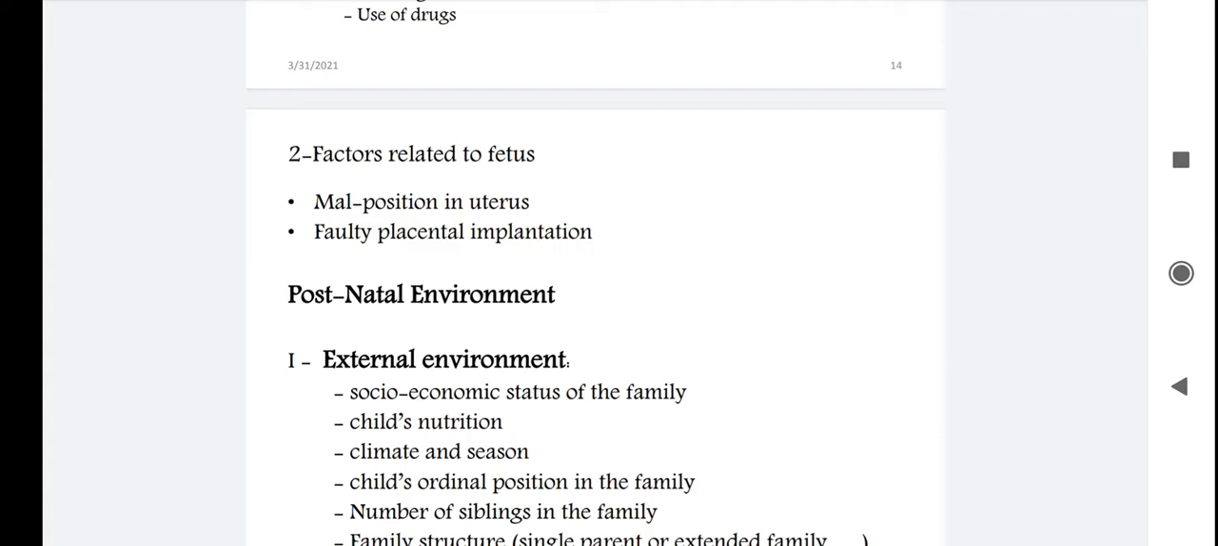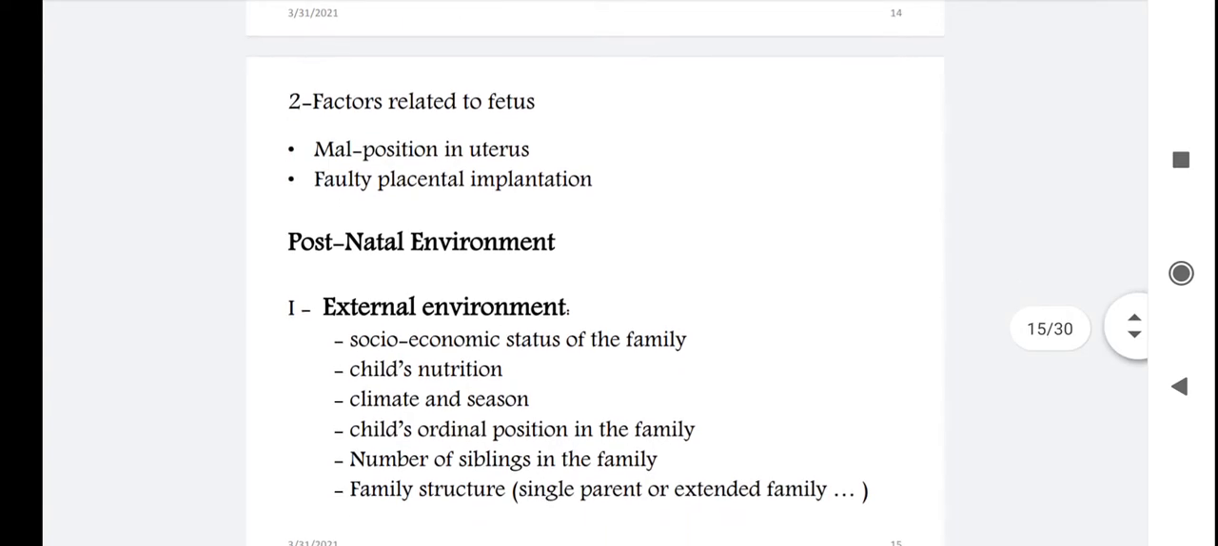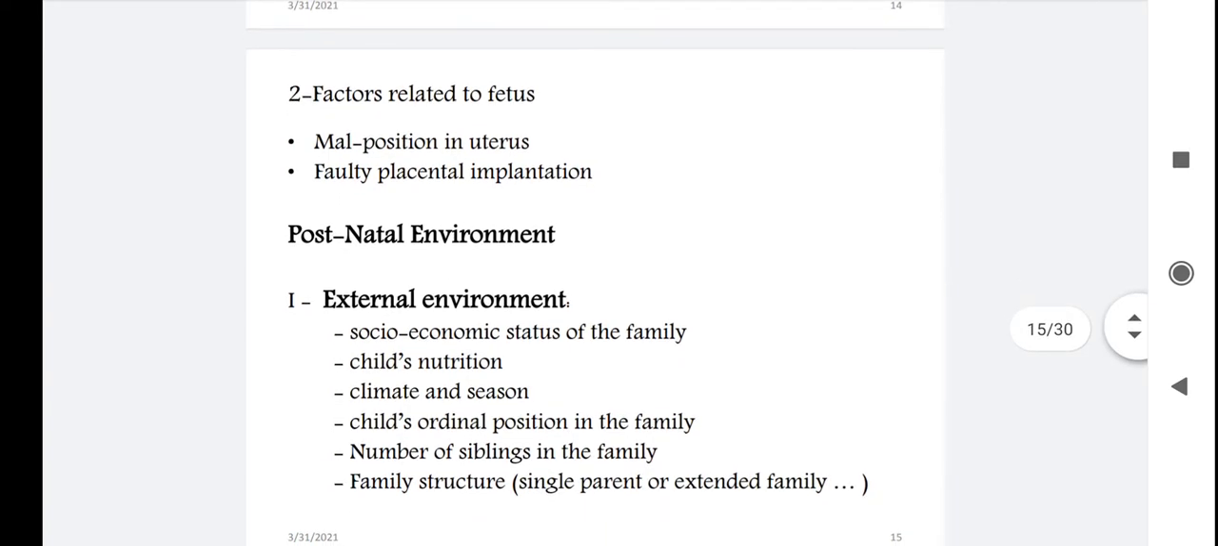Postnatal environment includes the external environment, socio-economic status of the family, child nutrition, climate and season, child's ordinal position in the family, number of siblings in the family, and family structure. So this is the environment around the child.